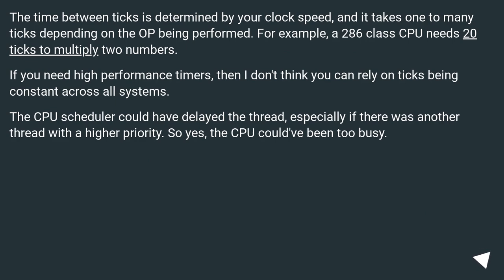The time between ticks is determined by your clock speed, and it takes one to many ticks depending on the op being performed. For example, a 286 class CPU needs 20 ticks to multiply two numbers. If you need high performance timers, then I don't think you can rely on ticks being constant across all systems. The CPU scheduler could have delayed the thread, especially if there was another thread with a higher priority. So yes, the CPU could have been too busy.